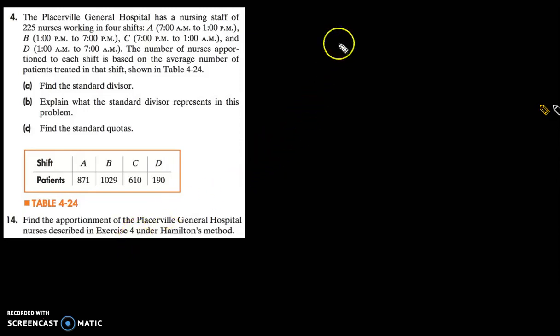So once you do have the standard quota and standard divisor, figure out the number of seats or representatives or buses or whatever they're talking about. Just finish the problem is what 4.2 asks you to do. So here we'll just do these two together. Okay, so in this one, they want the standard divisor.